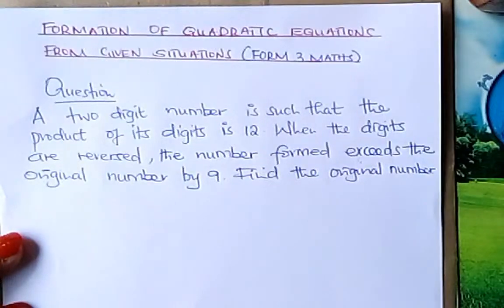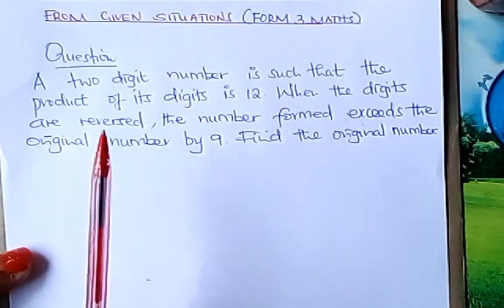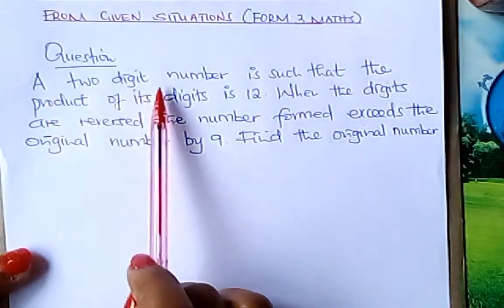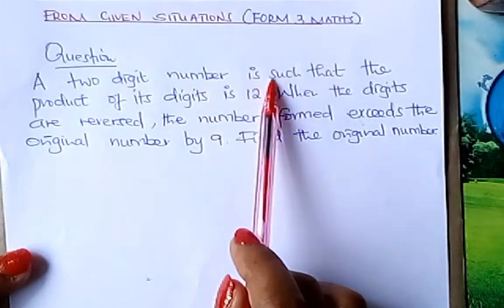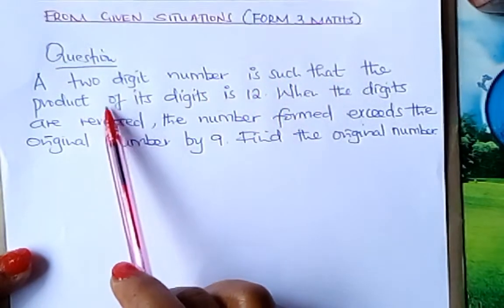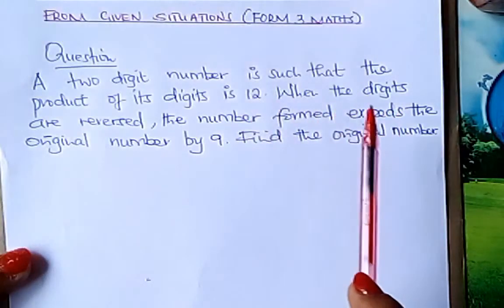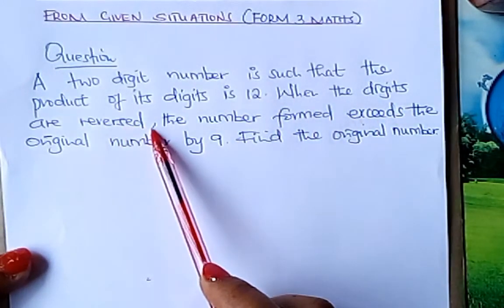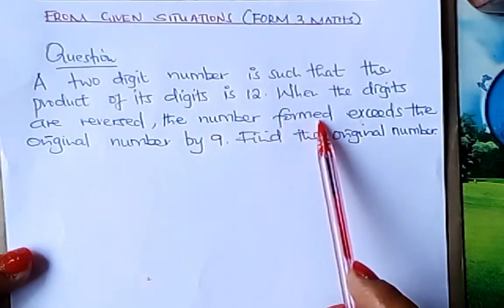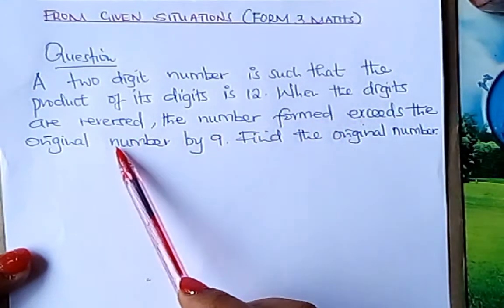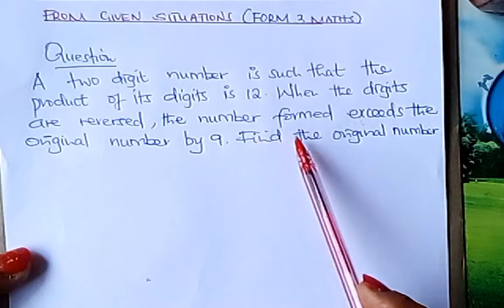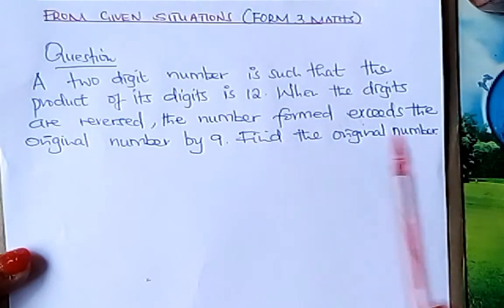Now, let us look at this example. We are told that a two-digit number is such that the product of its digits is 12. When the digits are reversed, the number formed exceeds the original number by 9. Find the original number.